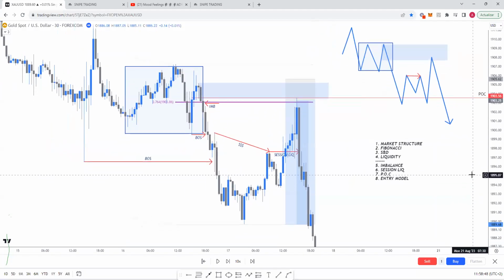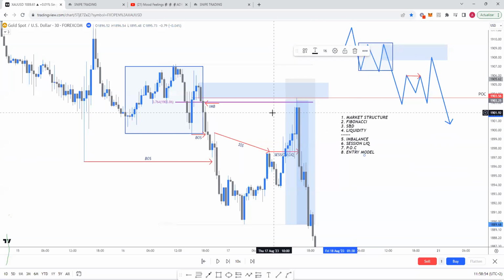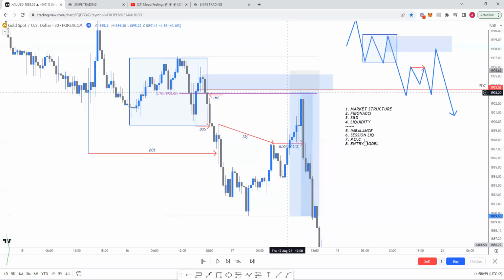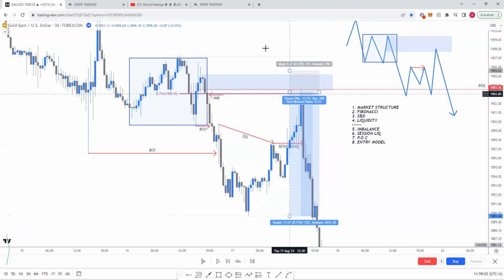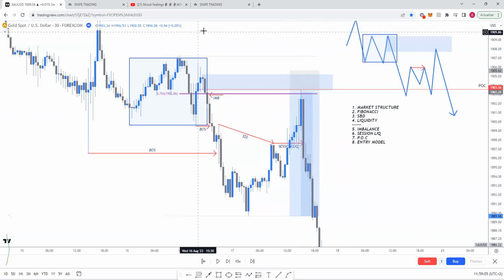So is this clear, guys? This is a class A plus triple A, whatever, setup. It's the best of the best. Again, we had 8 of the 8 confluences. This is literally how it played out. Crystal clear, nice.